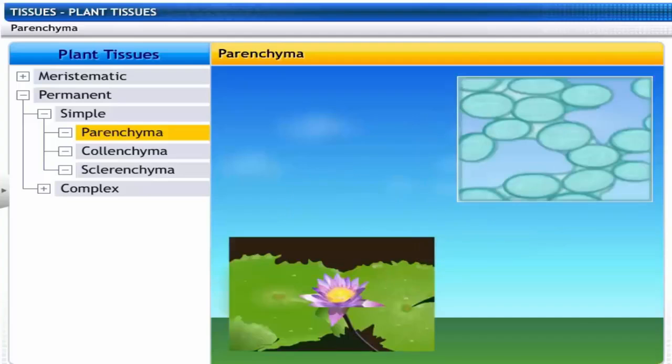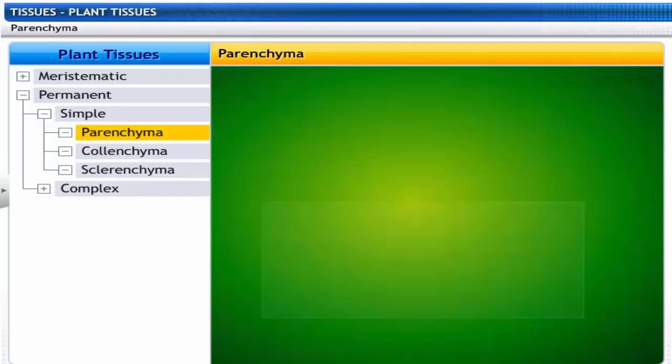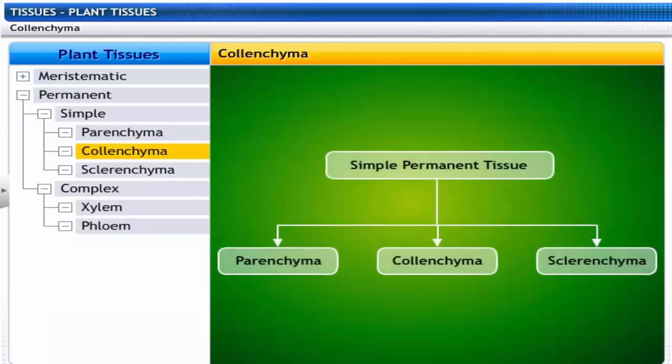In aquatic plants, parenchymatous cells contain large air cavities that help in buoyancy and are called aerenchyma. Parenchymatous cells in fruits and vegetables are filled with starch, which help in food storage. Let's take a look at another simple permanent tissue, the collenchyma.